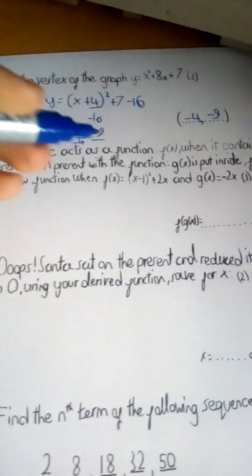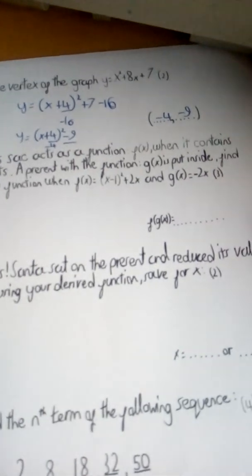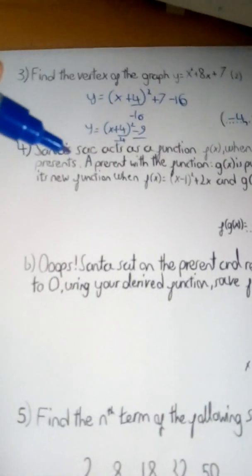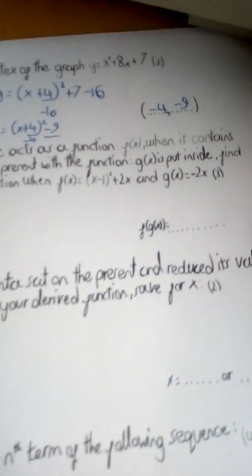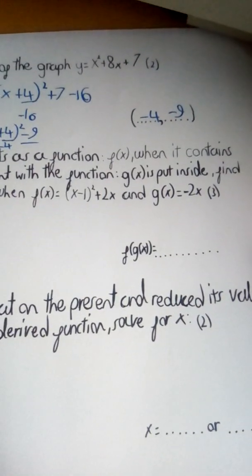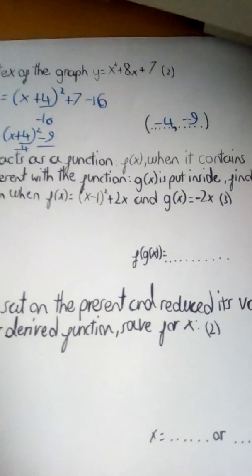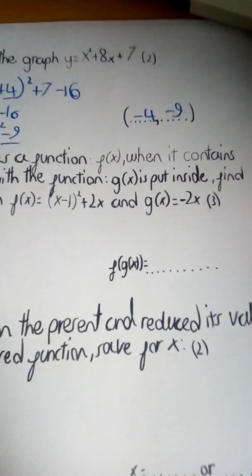So here, I've got a Christmassy question. Santa's sack acts as a function, f of x, when it contains presents. The present with the function g of x is put inside. Find its new function when f of x is equal to x minus 1 all squared plus 2x, and g of x is equal to minus 2x. So we're going to have to do f of g of x, a composite function. Okay?